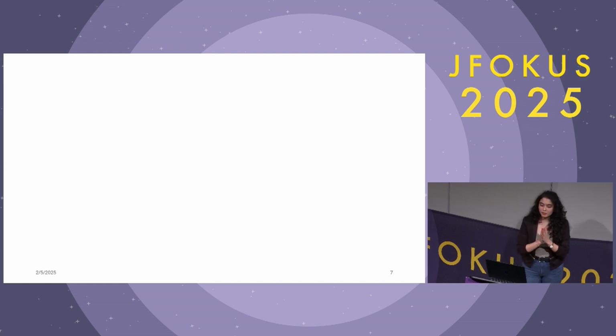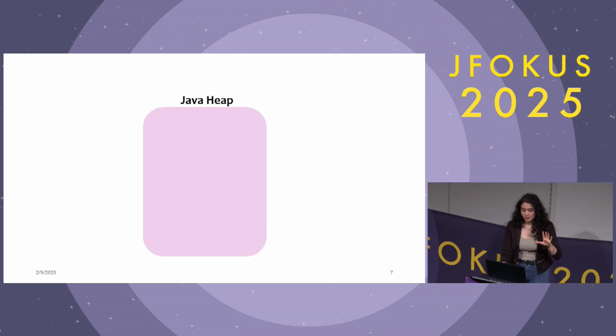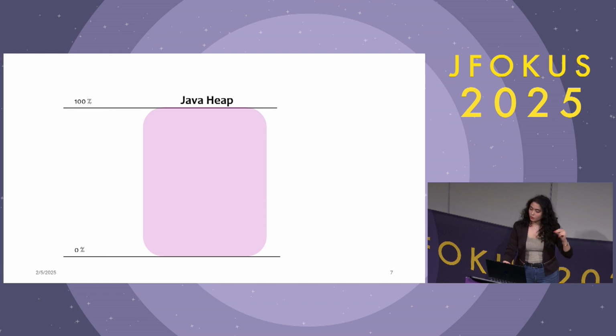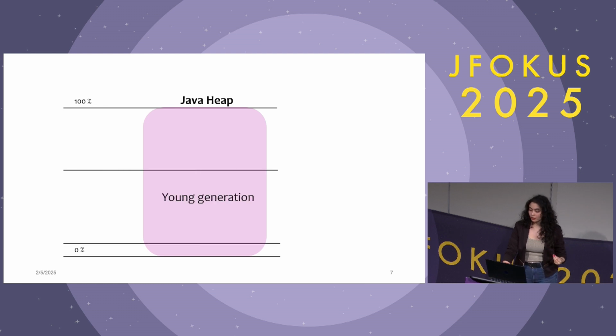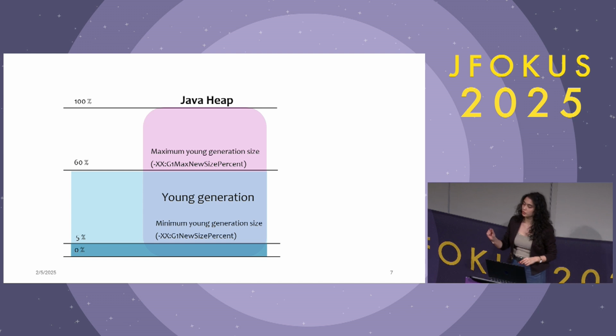So for our experimentation, among all those flags, we selected 2 G1 garbage collector flags to understand their functionality. Let's imagine this is our Java heap, which is allocated from 0 to 100%, and some part of this heap will be used for young generation. And by default, this is maximum up to 60%, minimum up to 5% of the heap. And we can control these boundaries with these 2 JVM flags.